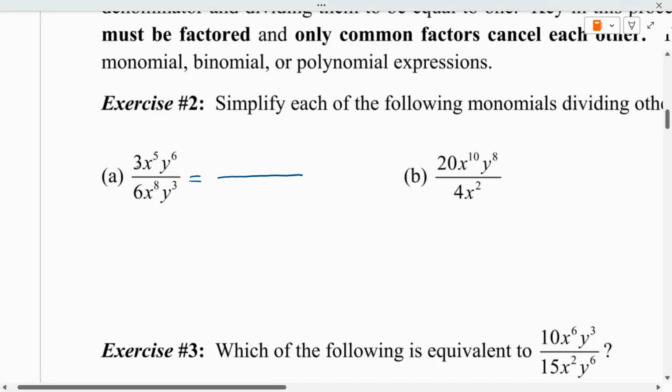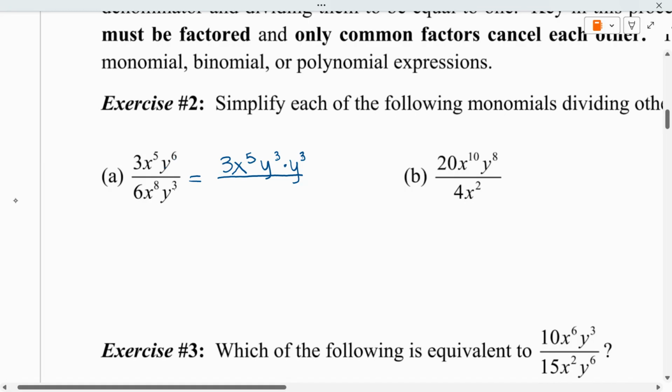Okay, so I'm going to do something that's a little bit crazy, and I'm going to break up the numerator. 3 is prime. I can't break that up at all. x to the 5th, I'm going to leave exactly like that. But y to the 6th, I see I have a y cubed down below. So I'm going to write y to the 6th as y cubed times y cubed, because 3 plus 3 is 6, right?